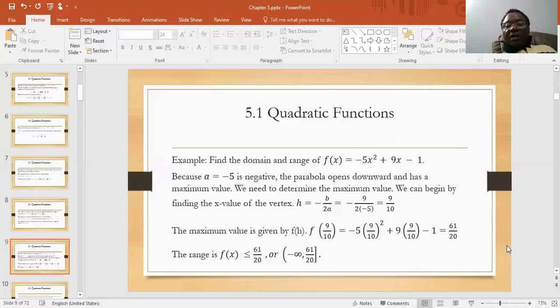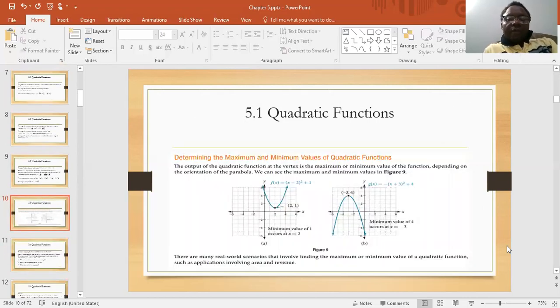Let's look at this example. Find the domain and the range of the quadratic function f of x equals minus 5x squared plus 9x minus 1. Here, a equals negative 5, which is negative. So the parabola opens downward and has a maximum value at the vertex. We need to determine the maximum value by computing the image of the vertex, which is k equals f of minus b over 2a, and replacing it into the quadratic expression, we will get 61 over 20. So the range is all values that are less than or equal to 61 over 20.